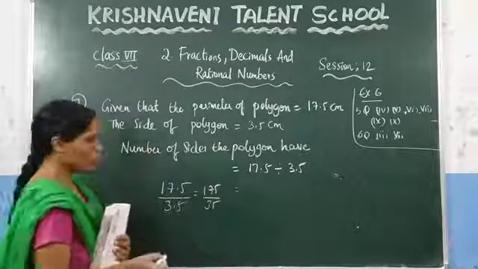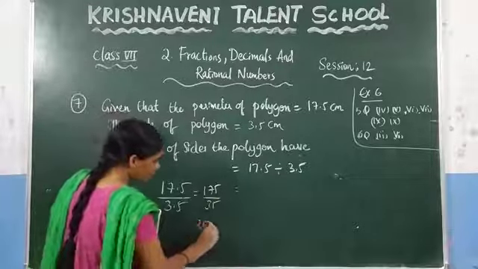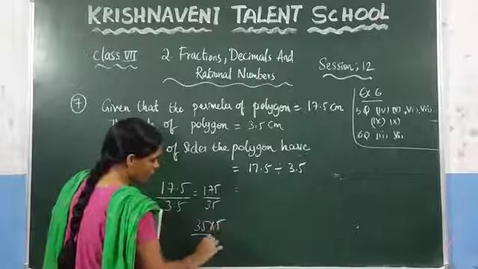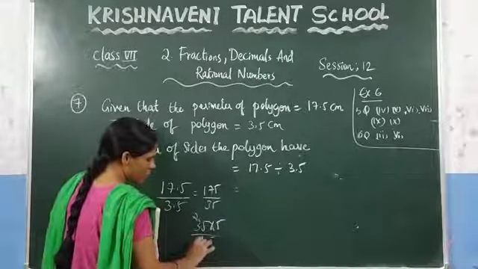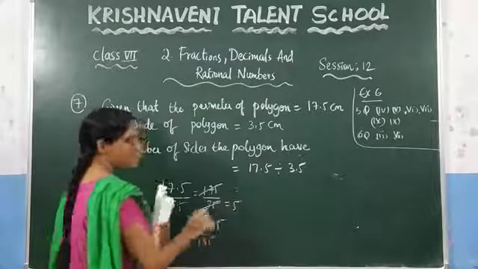So here you know that 35 into 5 gives you 175. You can check it here. 35 into 5: 5 5s are 25, 5 3s are 15 plus 2 which gives you 17. So this one will get cancelled. You will get the answer as 5.